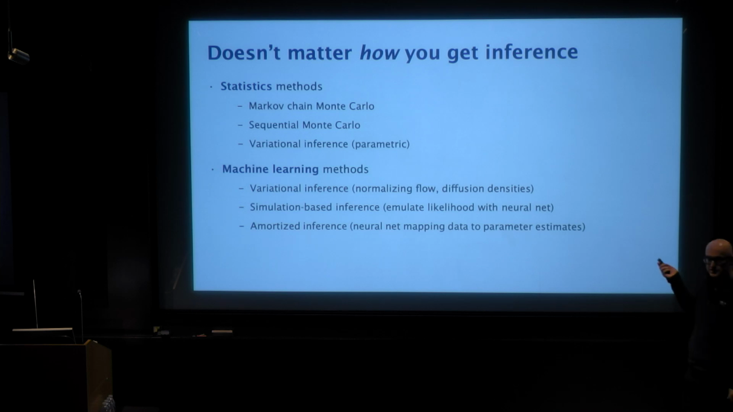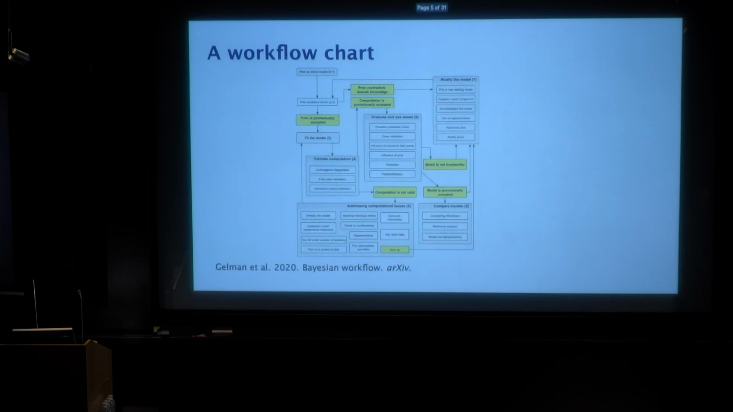Things like amortized inference, that's becoming very popular, where you set up a neural network to map from your data to your parameters. The last one's the one that doesn't quite fit into this paradigm, because often in something like amortized inference, you don't have a way of drawing samples. You don't have a natural way of representing uncertainty there, so you have to model that all separately.